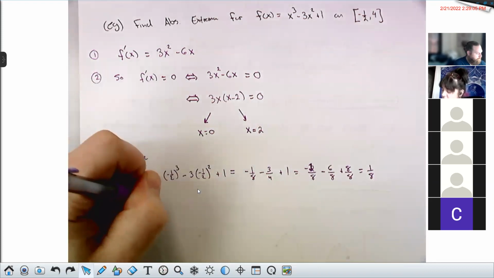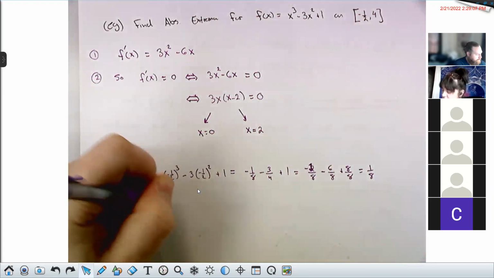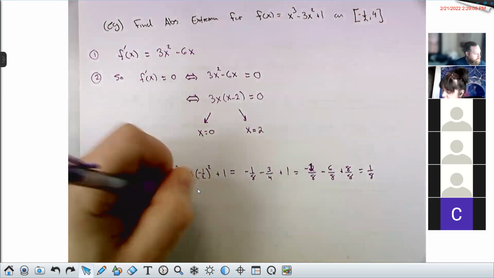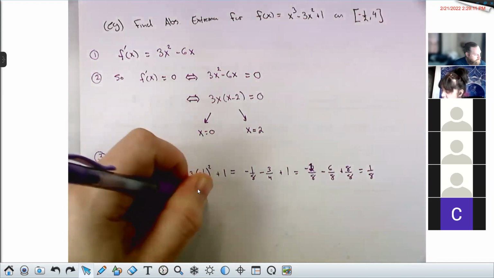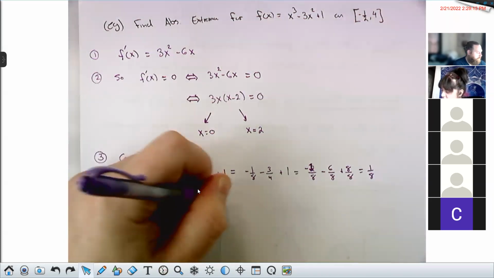F of 0 is 0 cubed minus 3 times 0 plus 1. That is definitely just 1.